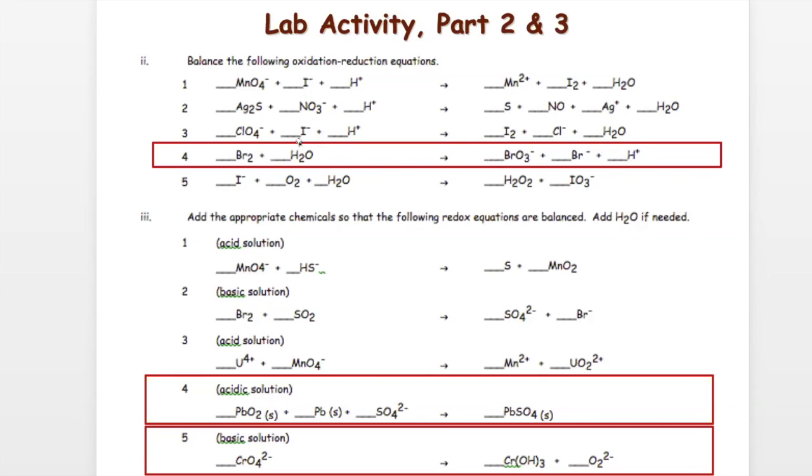This is an interesting problem right here. Br2 goes to BrO3, and Br2 goes to Br. This one right here, PbO2 goes to PbSO4, and Pb goes to PbSO4. Sorry, the first reaction is PbO2 plus SO4 goes to PbSO4. The second is Pb plus SO4 going to PbSO4. You just have to practice these things, and if you practice them, then it'll be secondary. But that's basically what your activity is all about.